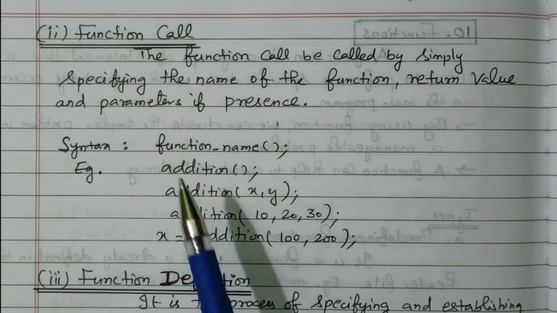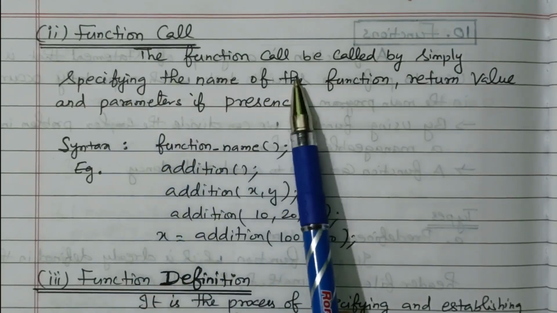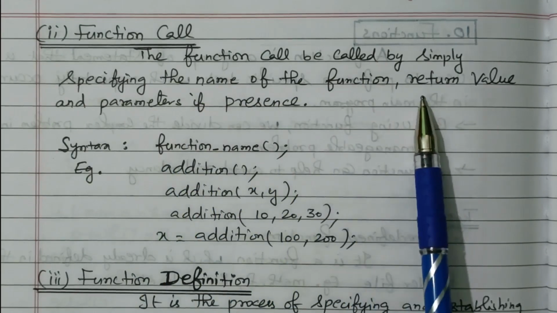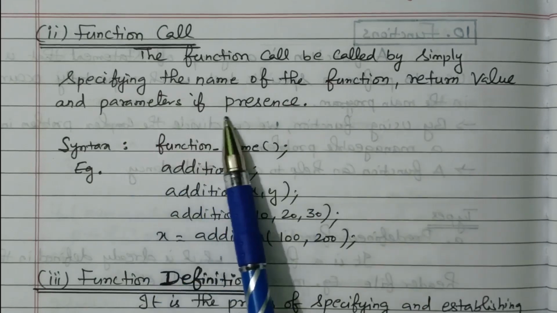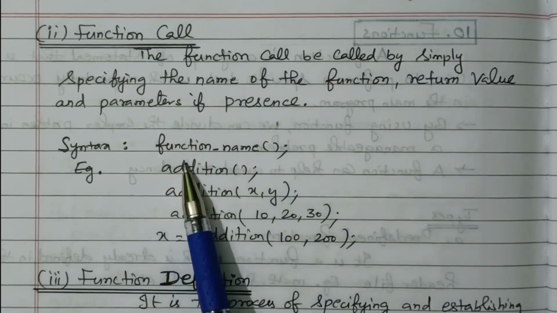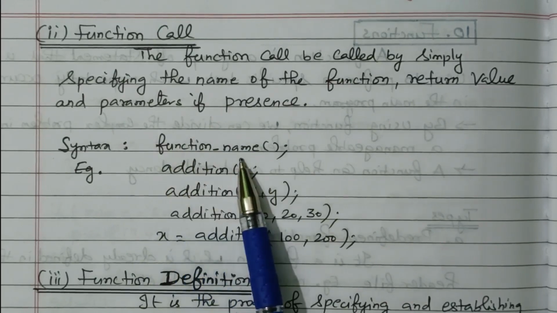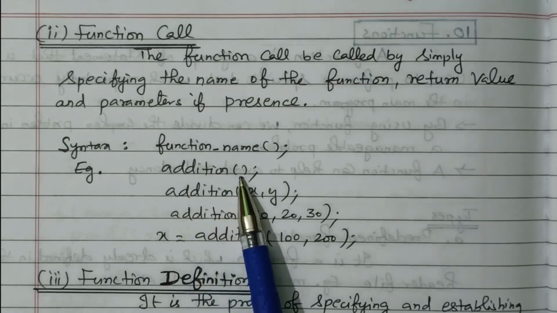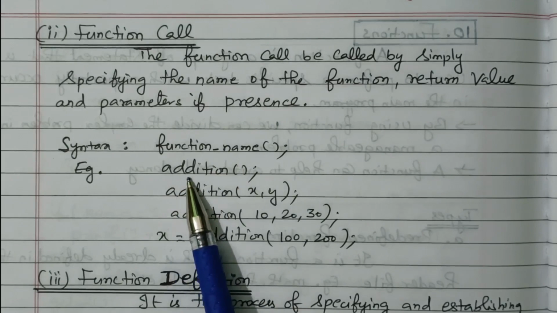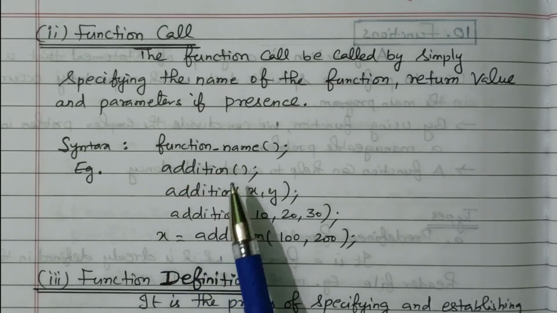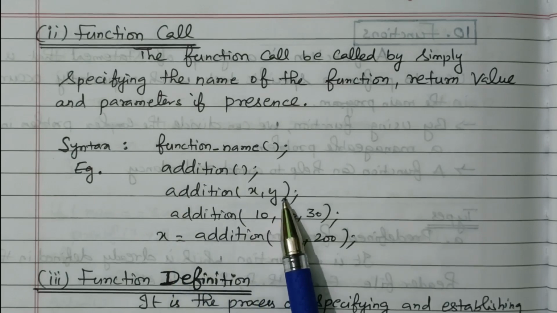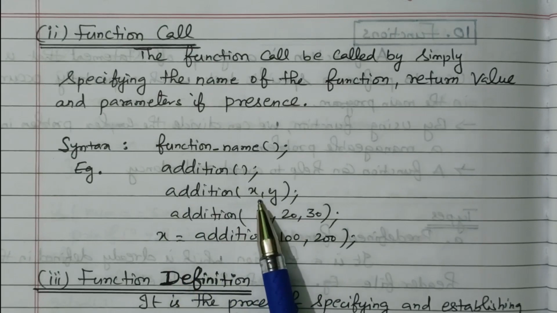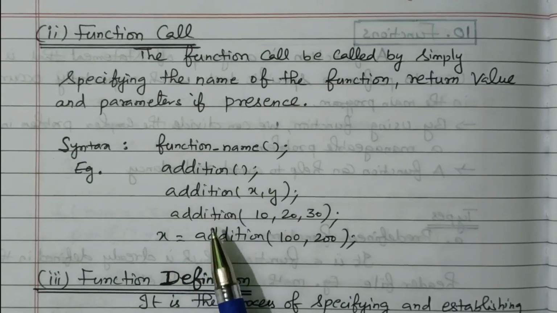The next element is function call. A function is called by simply specifying the name of the function, the return value and the parameters if present. So the syntax is the function name. If we specify the function name, it means we are calling this function. For example, addition with empty brackets: the function name is addition, and we are not passing any parameter. Addition(x, y) means we are calling the function and sending 2 parameters, x and y, to that function. So this is called function calling.